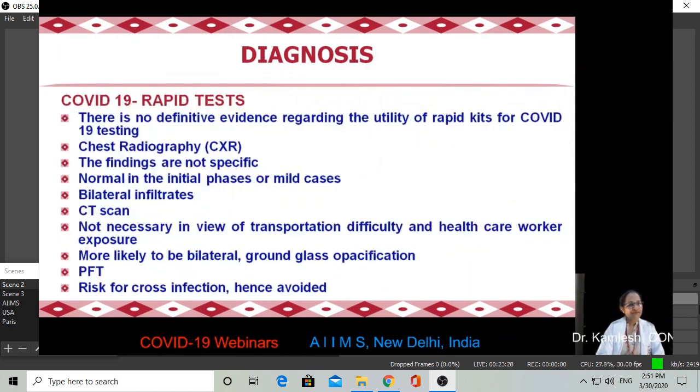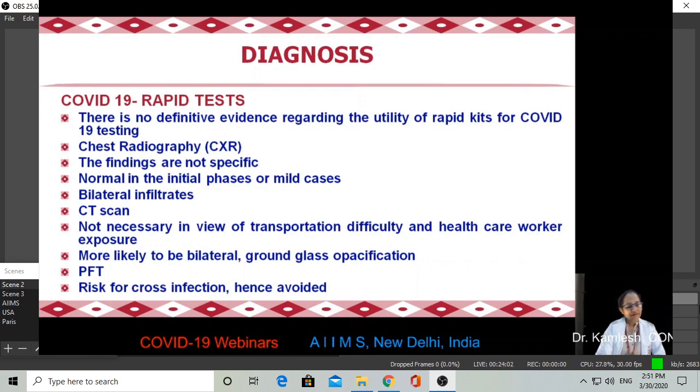For the diagnosis of COVID-19, rapid tests are also available, but there is no definitive evidence regarding the utility of these tests. Chest radiography findings are not specific. It may be normal in initial phases or mild cases. Bilateral infiltrates may be seen in the chest radiography. Chest radiography and CT scan are not really recommended because in these cases the patient may have to be moved, which can be a source of infection.